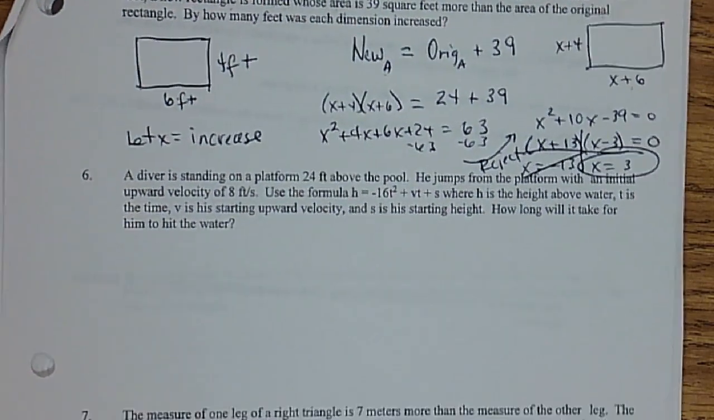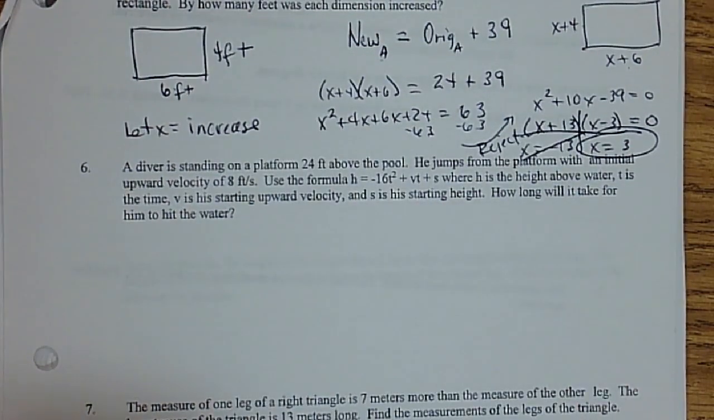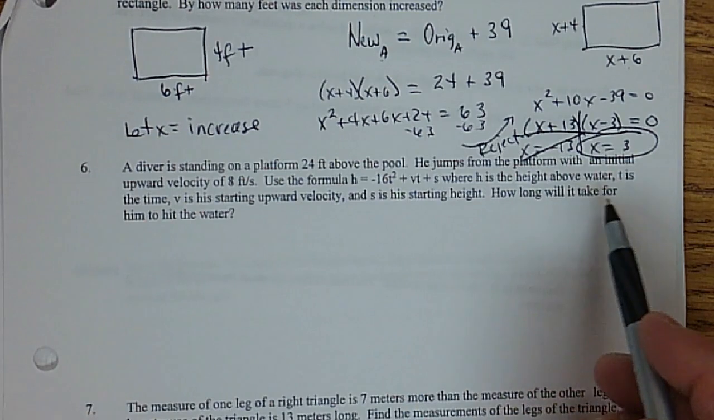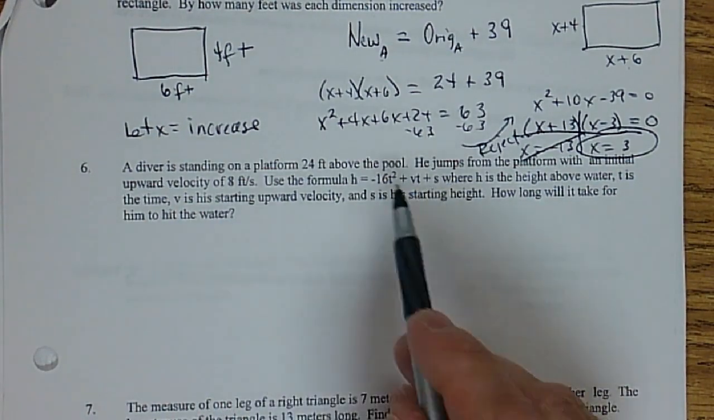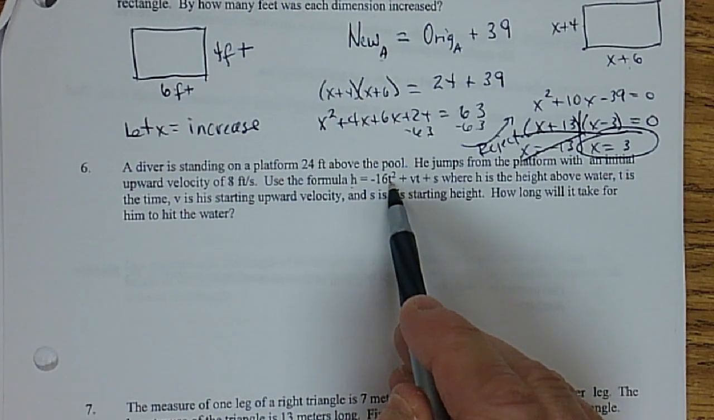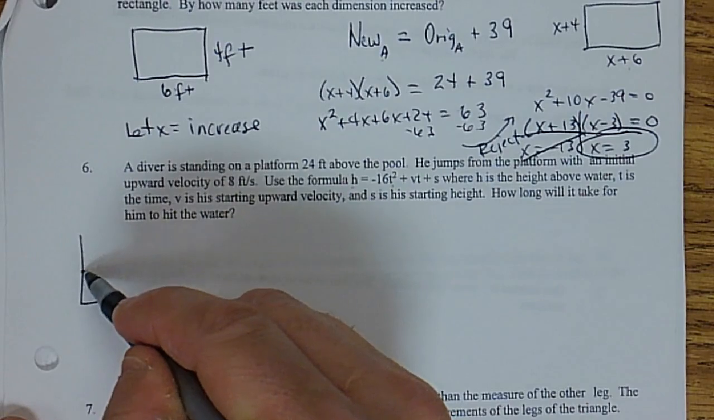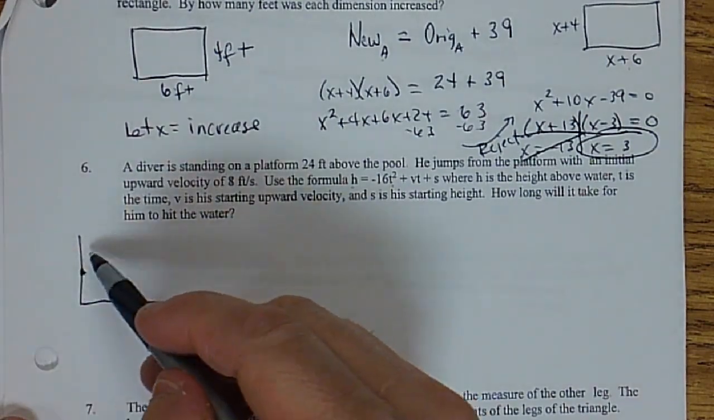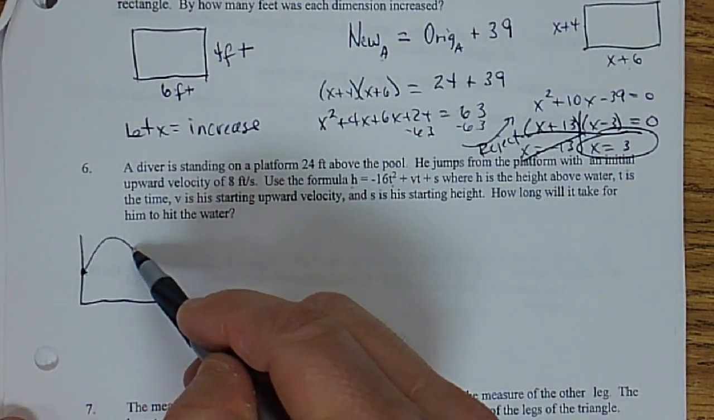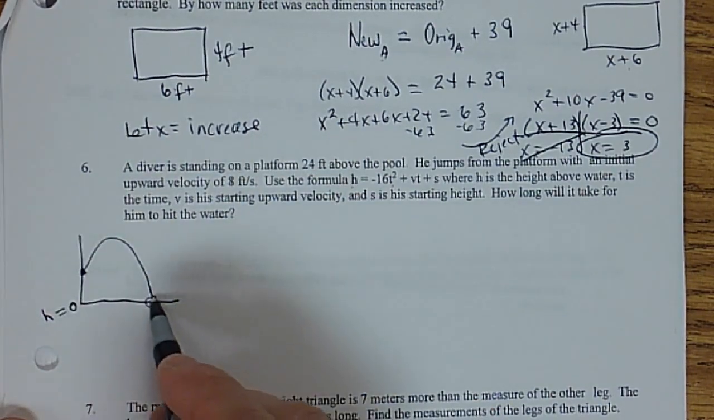Okay, now number 6, I'm just going to give you a little hint on that, and I'm going to tell you what the answer is so you can try it on your own. How long will it take for him to hit the water? The height is h, the t is your time. Okay, it's like a diver is standing on a platform a certain height up, jumps, and then when he comes right here, this is where h equals 0. That's the height right there.